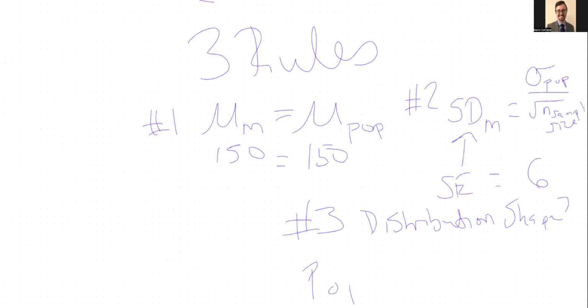Population? Like that. N, right? So how big of a sample do we have? So if sample N is greater than 30, normal. Is our sample N greater than 30?